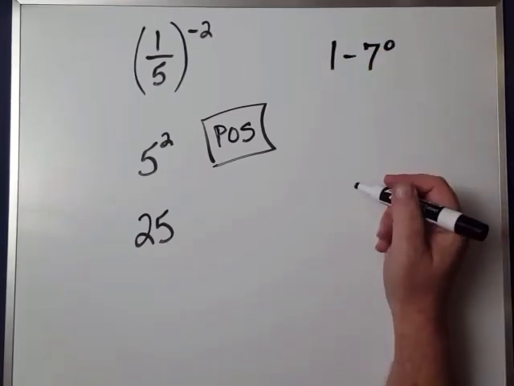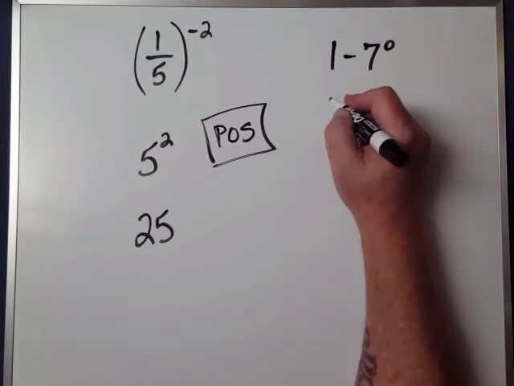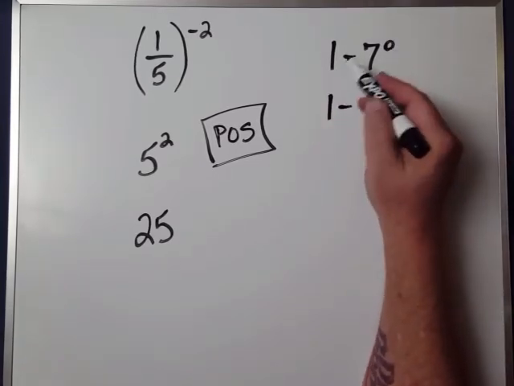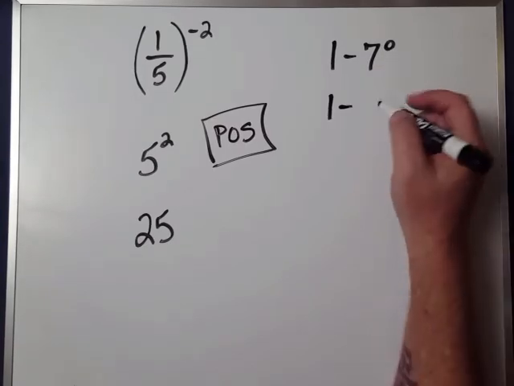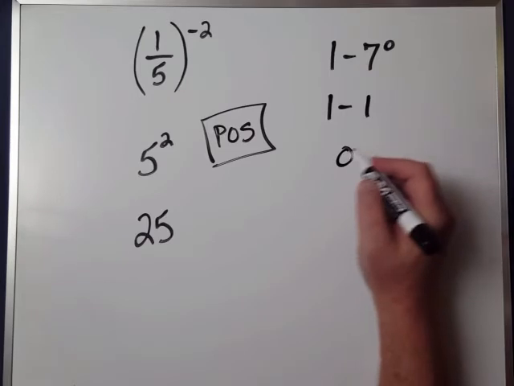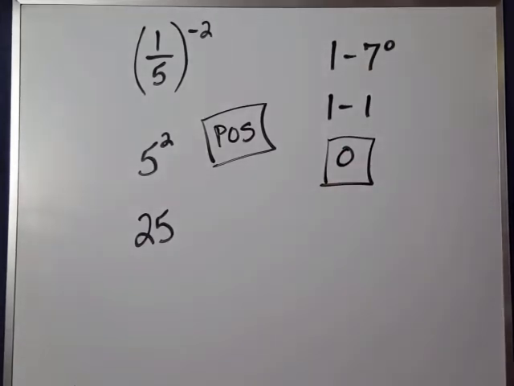Now this one we really have no way to do but to crank it out. So order of operations, here we go. This is 1 minus 7 raised to the 0 power. We'll do the power before we subtract. 7 to the 0, anything to the 0 is 1. And 1 minus 1 is 0. So my answer here, is it positive, negative, or 0? That result is going to be 0.